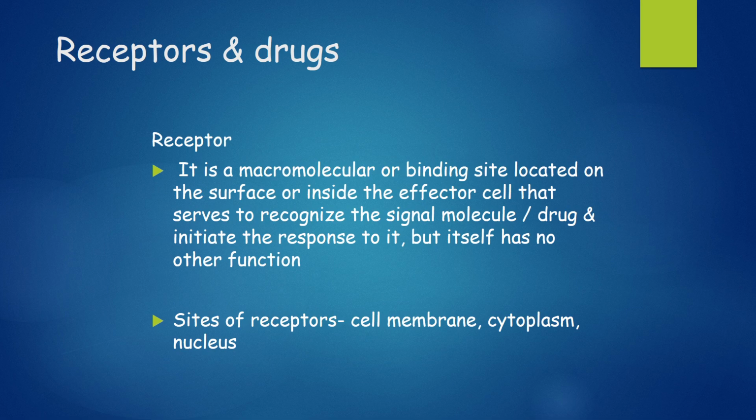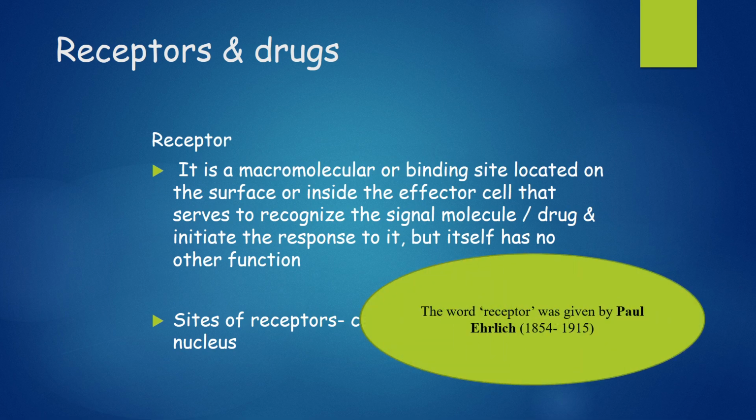The receptor receives that impulse or that molecule or that drug, and that attachment causes the action. So the receptor itself has no actions. As for the site of receptors, you can see receptors in the cell membrane, inside the cytoplasm, and even in the nucleus. So different types of receptors are there: cell membrane receptors, cytoplasmic receptors, and nucleus receptors. The word receptor was given by the scientist Paul Ehrlich.